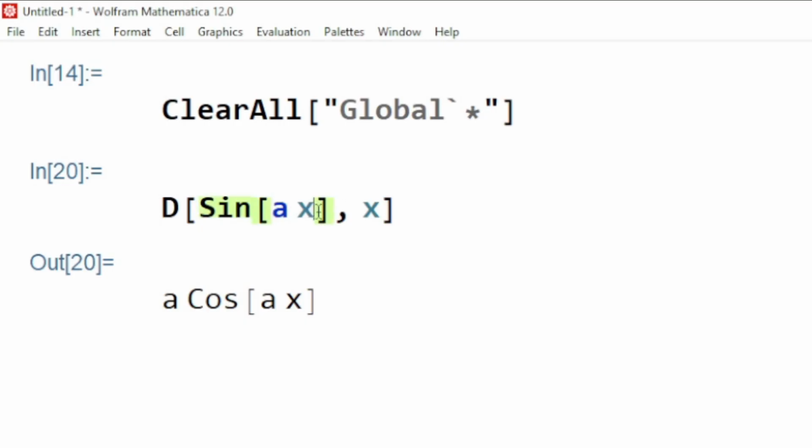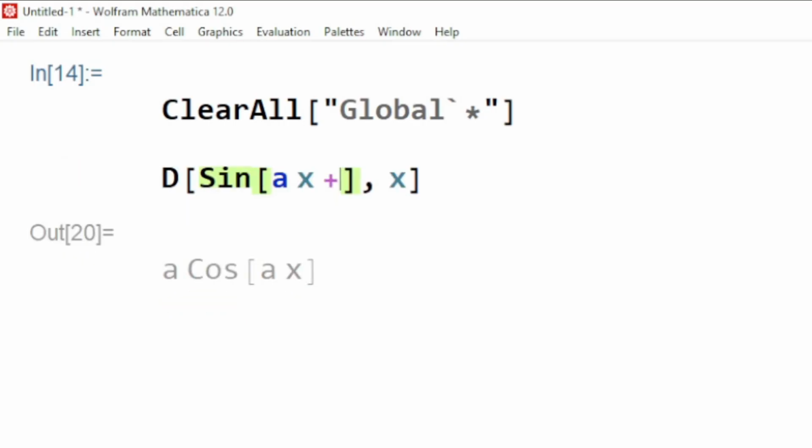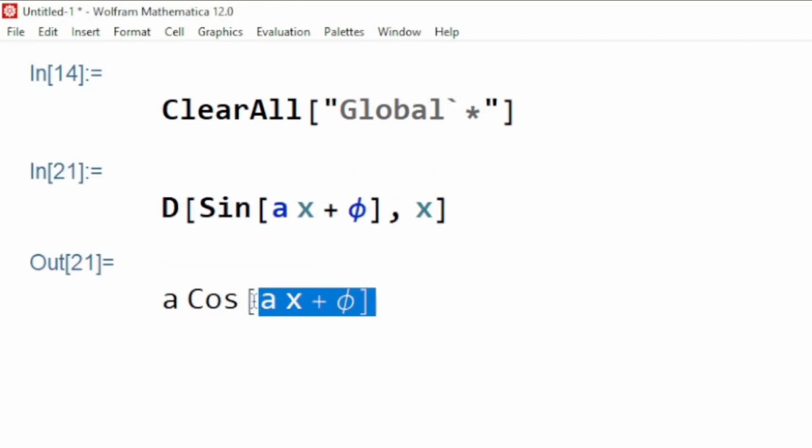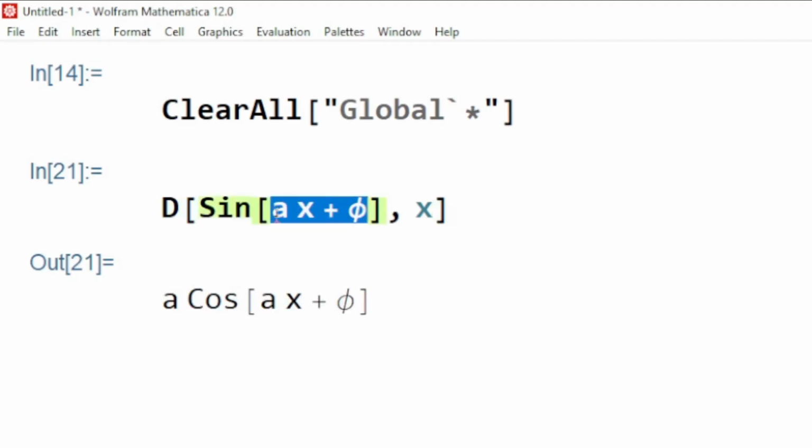Now if I add a constant to the argument in the form of this, where phi is treated as a constant, and I find the derivative, if I run this, it gives me again the same thing: the derivative of sine of this whole thing, and then differentiating the argument by chain rule, this thing is constant, so it will be 0, and from this it will extract a, so that a is multiplied over here.